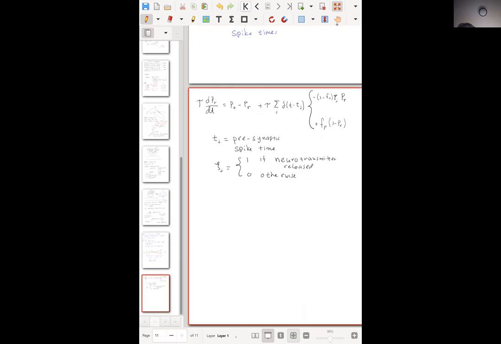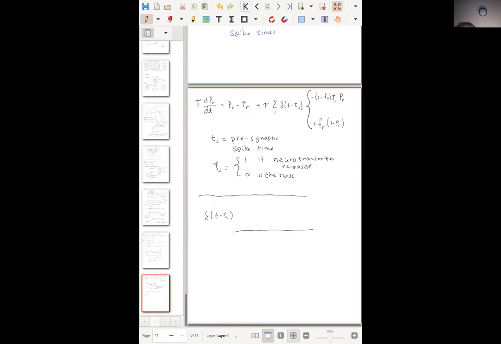The delta function, just to remind you, delta of t minus tj as a function of time. This is time on this axis, and this is time tj. So it's really, really steep, so it's infinitely high, and the area equals one. All it does is tell us that when a spike arrives and there's release, so this term here, release probability goes down because of the minus sign. And over here, because of the plus sign, release probability is pulled toward one.